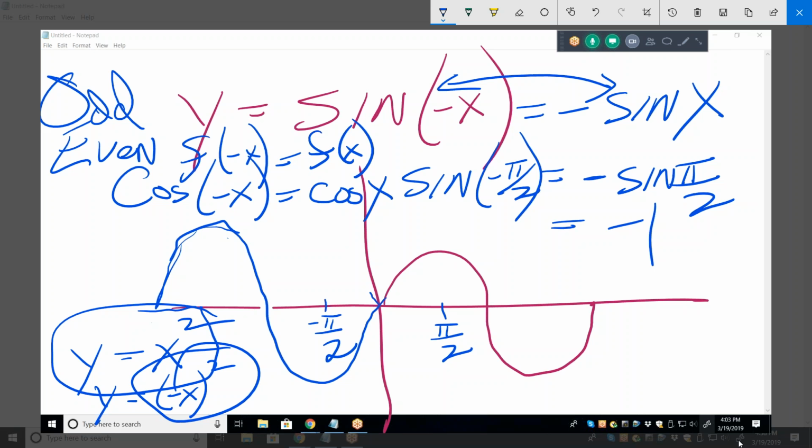And what the origin symmetry basically means is if you flipped it over the x and flipped it over the y, you'd get what symmetry over the origin looks like.